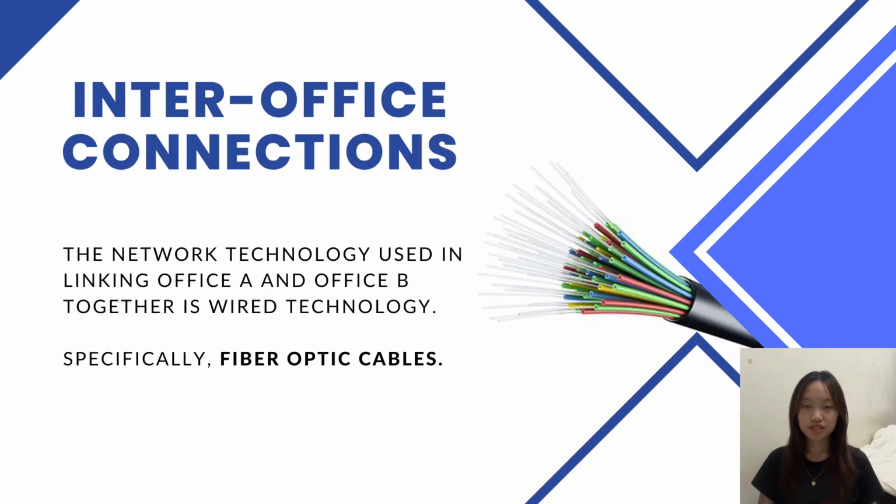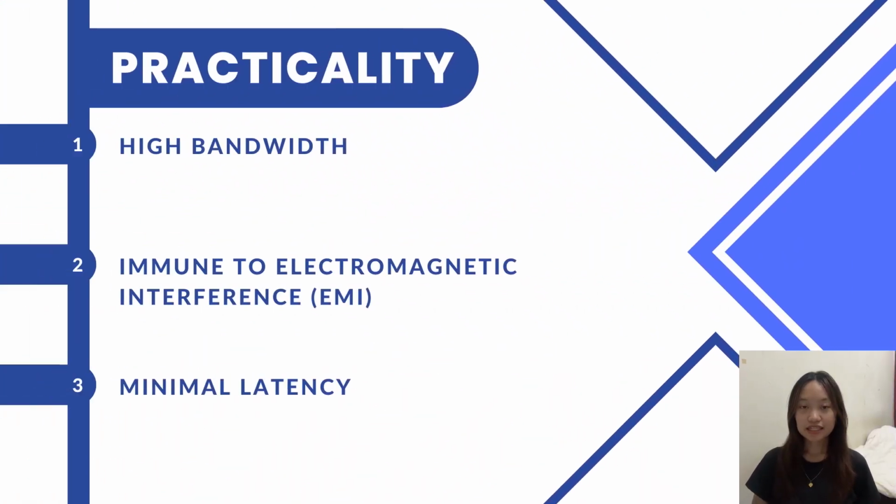Next, for the inter-office connections, we used wired technology to link both Office A and Office B together, in which we used fiber optic cables. There are plenty of reasons to justify our choice of technology. In terms of practicality, fiber optics have high bandwidth, which is essential to accommodate future growth without requiring major infrastructure modifications. Number 2, they are immune to EMI since they are non-metallic and light does not carry an electromagnetic field, hence this guarantees reliable and stable connections.